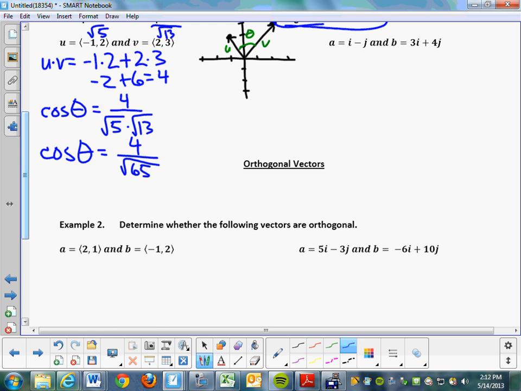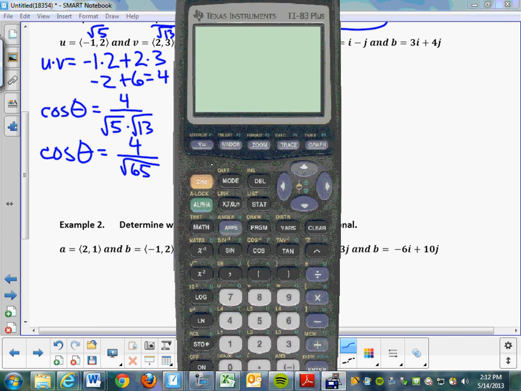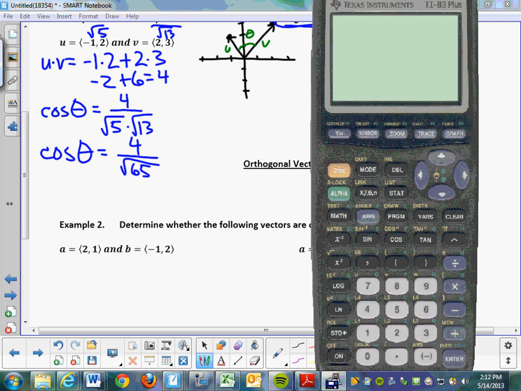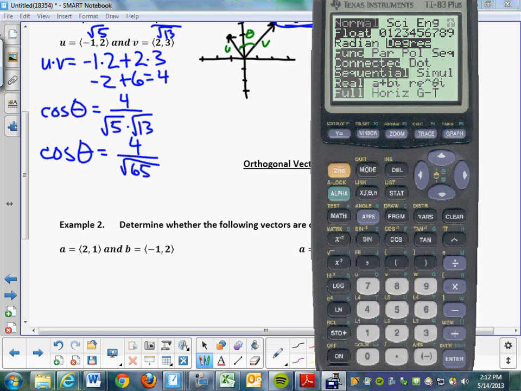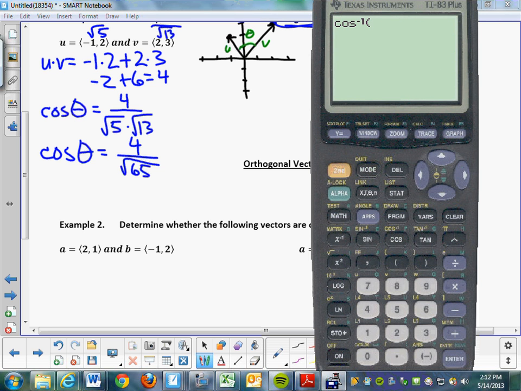I don't have to rationalize the denominator because I'm just going to use it to find an angle. It's not going to be expressed in that form in its final result. So I go to mode, make sure I'm working in degrees, and then cosine inverse of 4 divided by parentheses square root of 65. And I get 60.26.